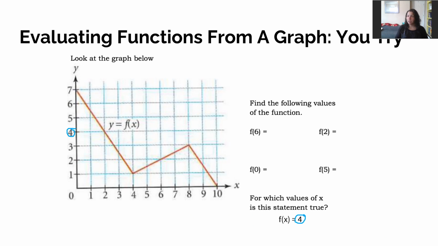Now I'll give you a quick minute just to take a look over. F of 6. Okay, I found my answer. F of 2. Okay, ooh, that one's a little difficult. F of 0. Pretty easy. F of 5. You have to think about those two a little bit, huh? And I'm sure you guys all have this bottom problem here. Okay.